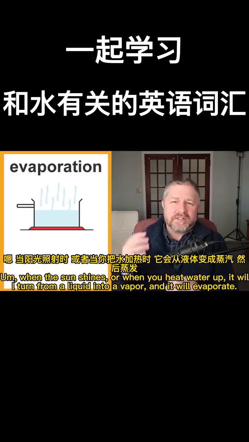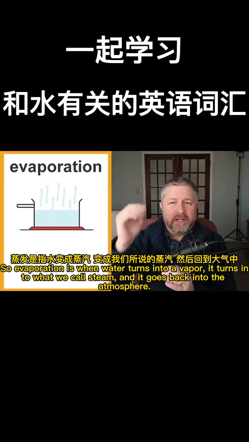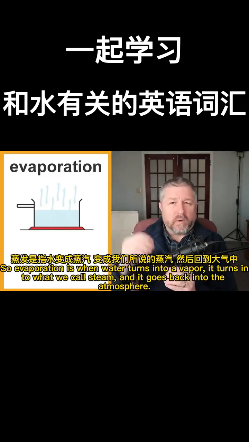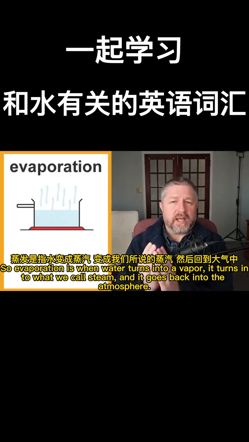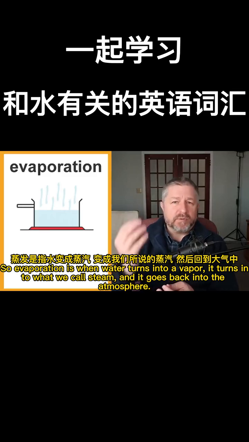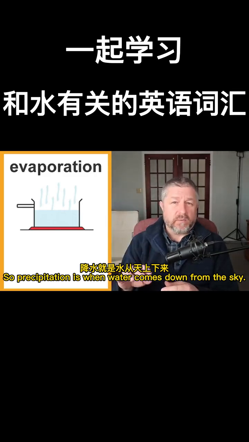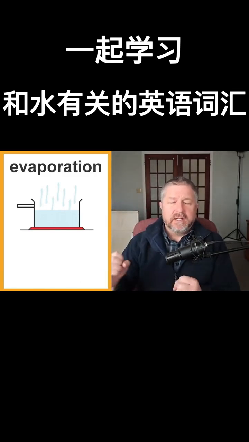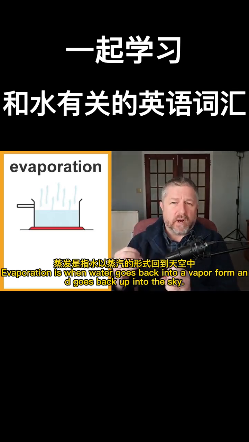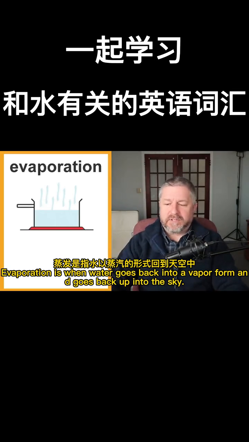When the sun shines or when you heat water up, it will turn from a liquid into a vapor and it will evaporate. So evaporation is when water turns into a vapor. It turns into what we call steam, and it goes back into the atmosphere. So precipitation is when water comes down from the sky. Evaporation is when water goes back into a vapor form and goes back up into the sky.